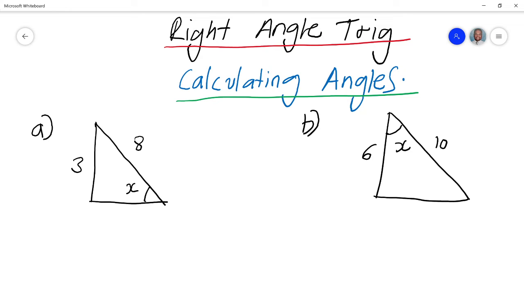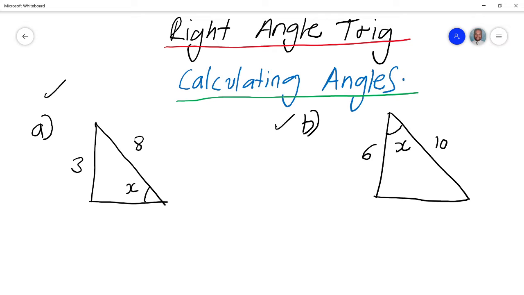Hi guys, in this episode of the series, we're going to continue from right angle trigonometry, but in this case we're going to be calculating your angles. If you've been looking at the previous videos, we were calculating the sides using the trig ratios, SOHCAHTOA. However, in this situation, we have two questions, A and B, and we need to calculate your angle. So how do we work that out? Provided that you've got your lengths, how do you work out the angles?